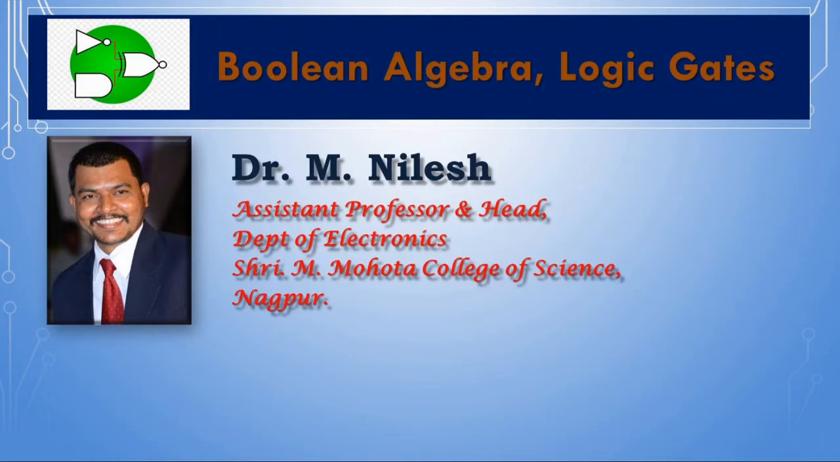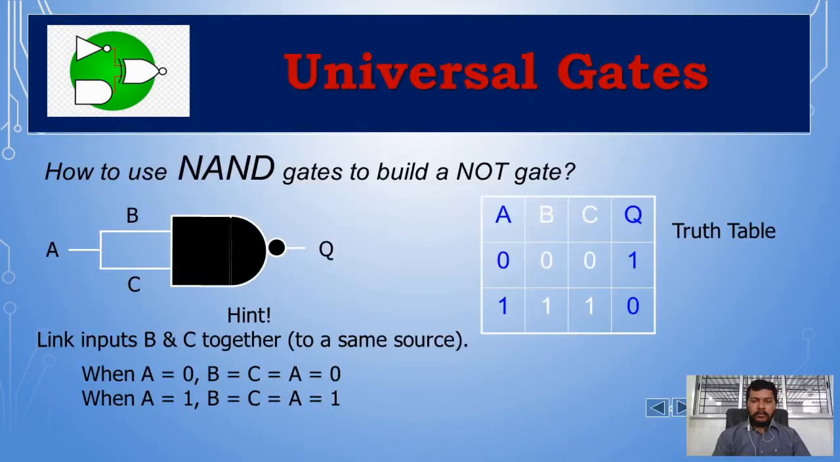Now I'm going to present you the second part of Boolean algebra and logic gates, which we have studied earlier. The first universal gates are NAND and NOR, and they are called universal gates because all the gates can be built by using them. First we will start with the NAND gate as the universal gate and how to use it to build a NOT gate.